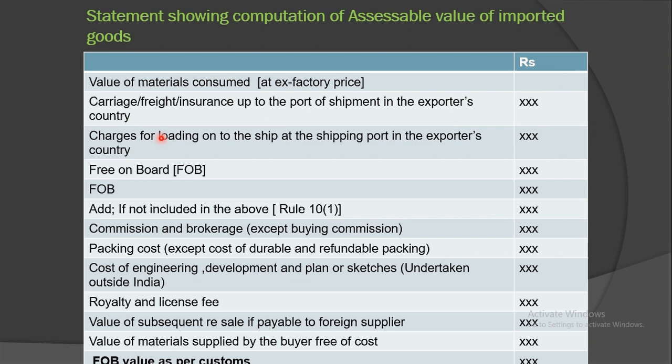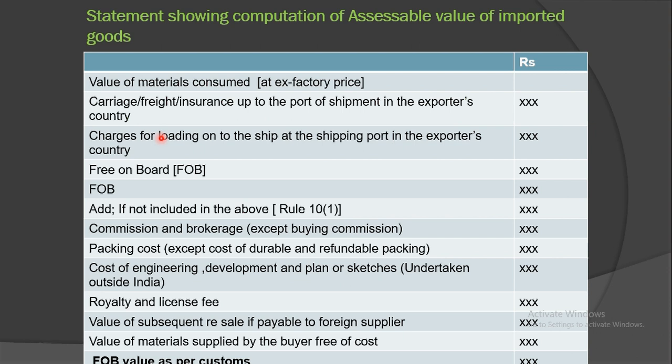Royalty and license fees, value of subsequent resale if payable to the foreign supplier, value of material supplied by the buyer free of cost. If we are paying anything from the resale amount to the exporter, or supplying any material free of cost to the exporter, that is also a consideration, which is not in monetary terms, not in the form of money, but it is also a consideration. So we will also add this in our FOB value to reach the FOB value as per customs.